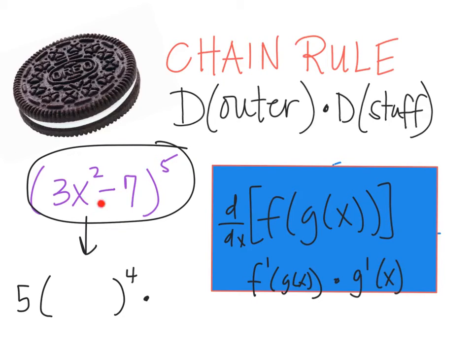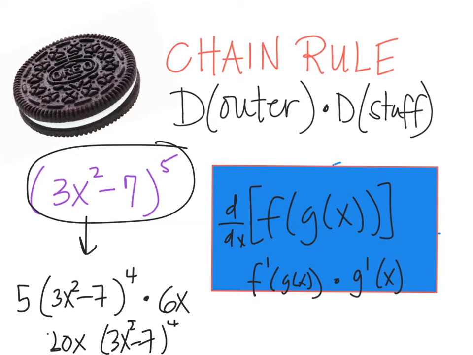D stuff is the derivative of what's inside. So that is 6x. And then bring this in here. So f prime of g of x. So g of x is still staying in there. We're just doing the derivative of this big outside function, which is basically an x to the 5th, and then multiplying it by the derivative of what's inside. Clean that up to be 30x multiplied by 3x squared minus 7 raised to the 4th power. So let's do some more from our manual.